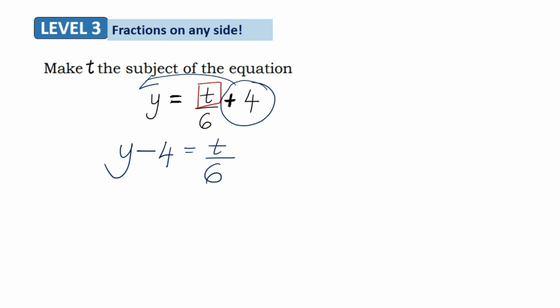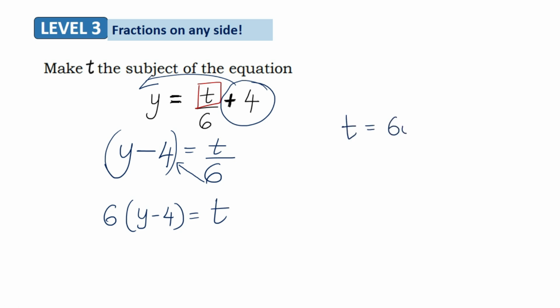In the next step, I will be multiplying this 6 with this whole term, where you get 6 multiplied by y minus 4 equals t. So t is equal to 6y minus 24. I have just expanded the brackets here. So this is my final answer, where t is the subject.